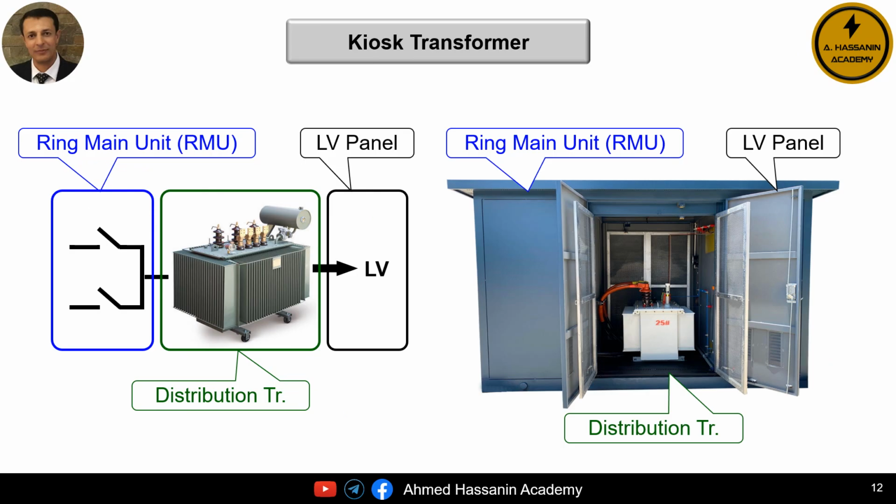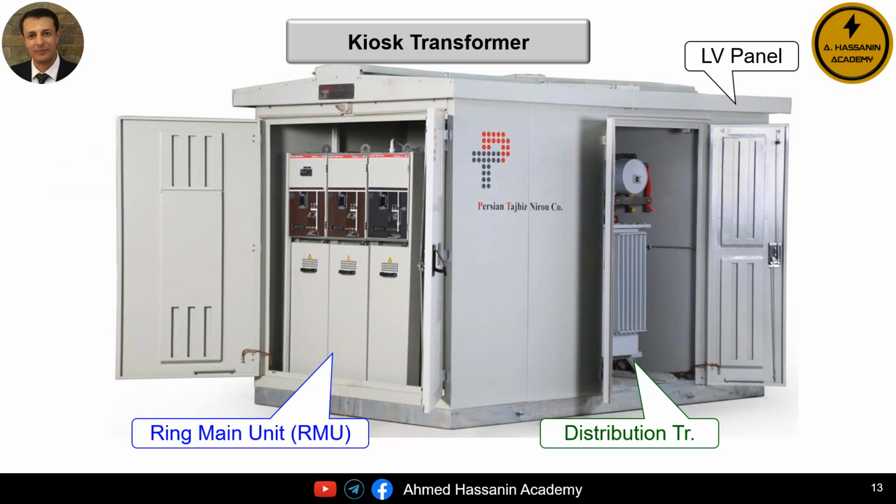As we can see in front of us, there is a simplified diagram showing the main components of the kiosk transformer. We can clearly identify the ring main unit, RMU, section, the distribution transformer section, and the main low voltage distribution panel section. We can also see another example of a kiosk transformer where the ring main unit, RMU section, and the distribution transformer section are clearly visible.